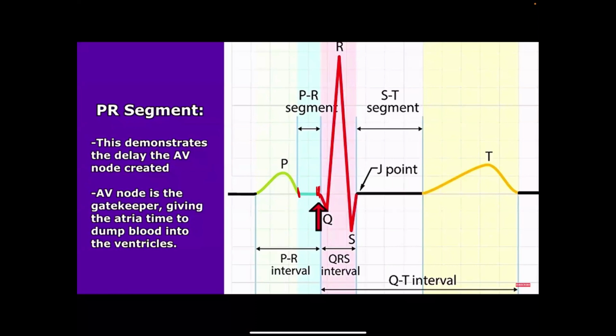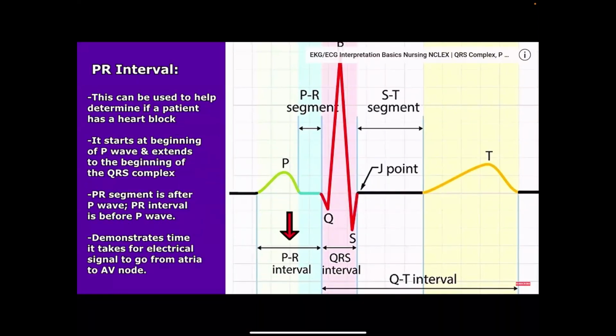Now, for the QRS, which is this part here, this one is the Q wave. This long part here is the R wave, and this dip is the S wave. Okay, so altogether, this is the QRS complex. The QRS complex just represents the ventricular contraction, okay? So the P wave is the atrial contraction, and the QRS is the ventricular contraction or depolarization, okay?